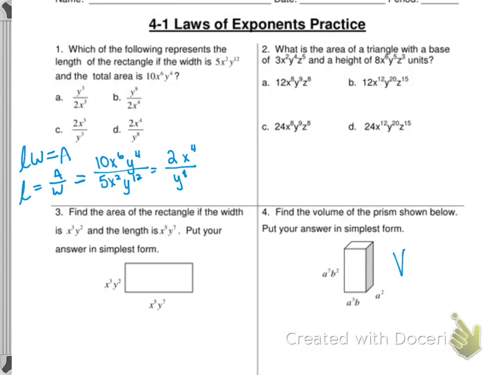So 10 divided by 5 is 2. Okay, now there's 6 x's on top and 2 x's on bottom. So if I have 6 on top and 2 on bottom, I end up with x to the 4th. And then if I have 4 y's on top and 12 y's on bottom, then I end up with 8 y's on the bottom. So hopefully you can see that, and that makes sense.